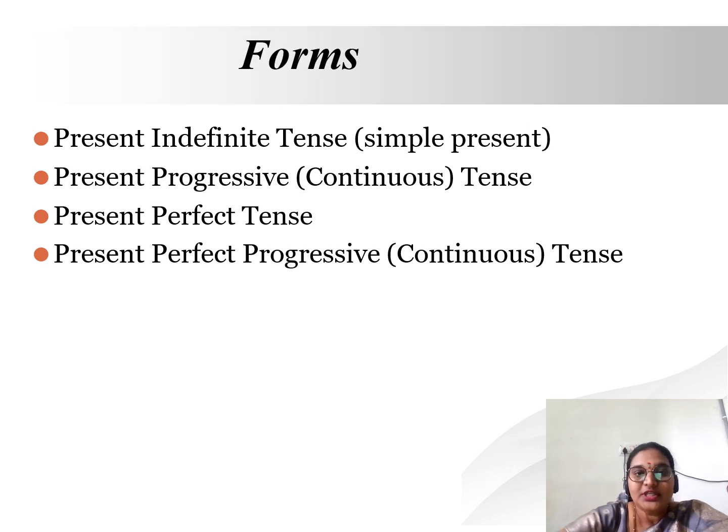We have four different forms of present tense: present indefinite tense, present progressive, which is also called present continuous tense, present perfect, and present perfect progressive, which is also called present perfect continuous tense. Let us see the different usages of these four forms of present tense.